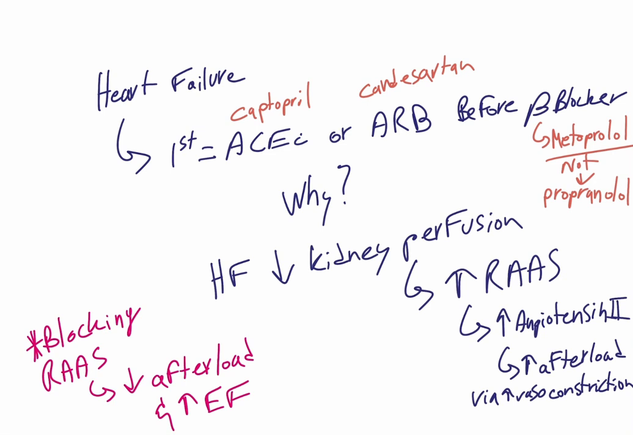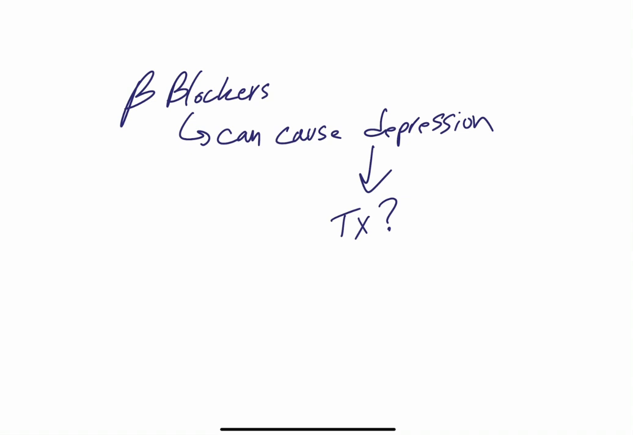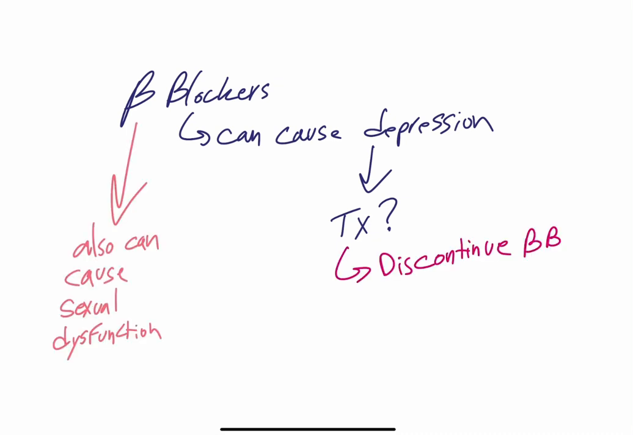Metoprolol is also the first-line beta blocker for rate control in AFib. If beta blockers can't be used, you're thinking verapamil as an alternative. Beta blockers can cause depression. You'll see this in psych questions, where a patient is on a beta blocker and now all of a sudden is depressed. It may seem easy, but if you haven't heard this before, you may miss it. So the treatment, although an easy pick, is just to discontinue the beta blocker.